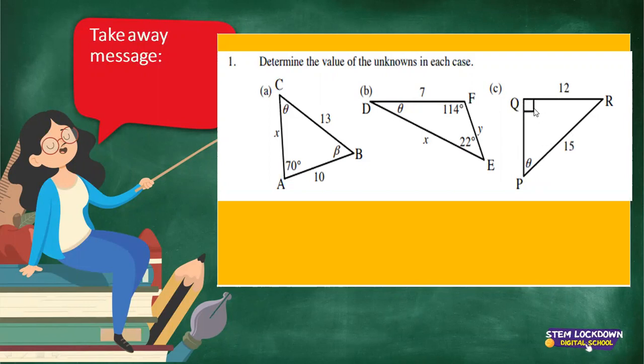Again, sine 90 over 15: sine of the angle over the side facing the angle. Sine 90, because it's 90 degrees, sine 90 over 15 is equal to sine theta over 12. So we cross multiply and then find our theta. So this is what we do in sine rule.